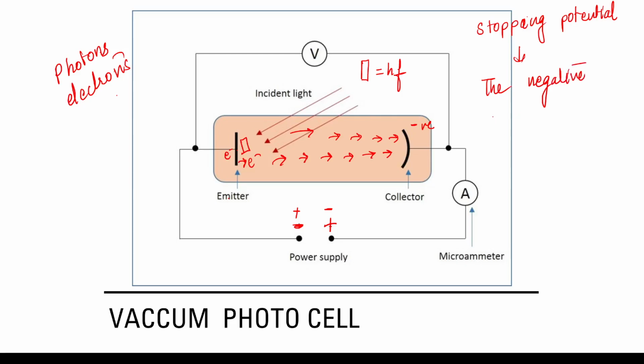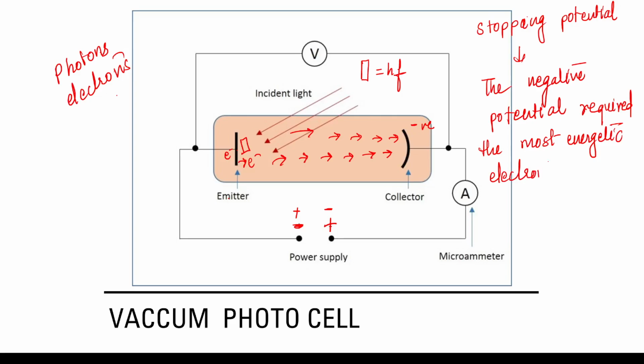Why are you giving negative potential? To stop the electron. Which electron do you want to stop? Which electron will stop last? The electron with the largest kinetic energy. So the negative potential required to stop the most energetic electron, that is the stopping potential.